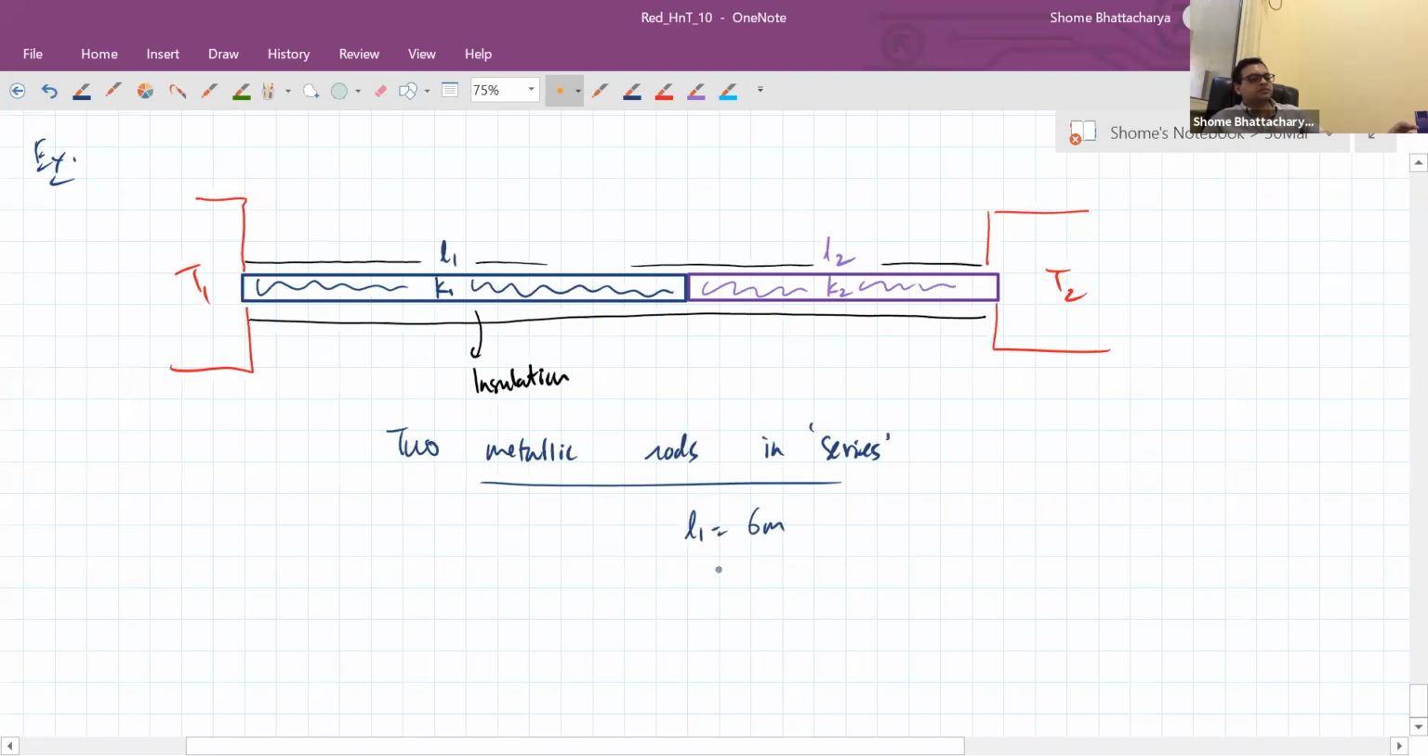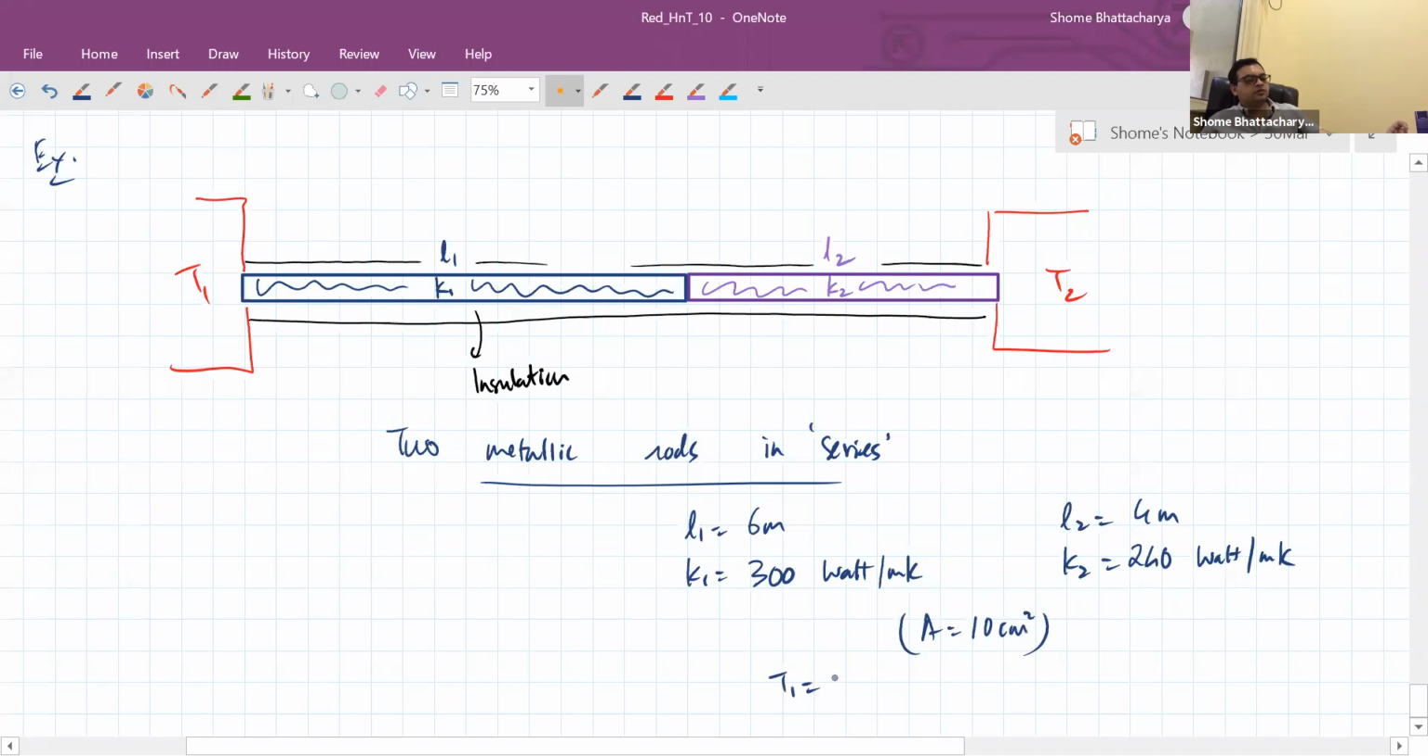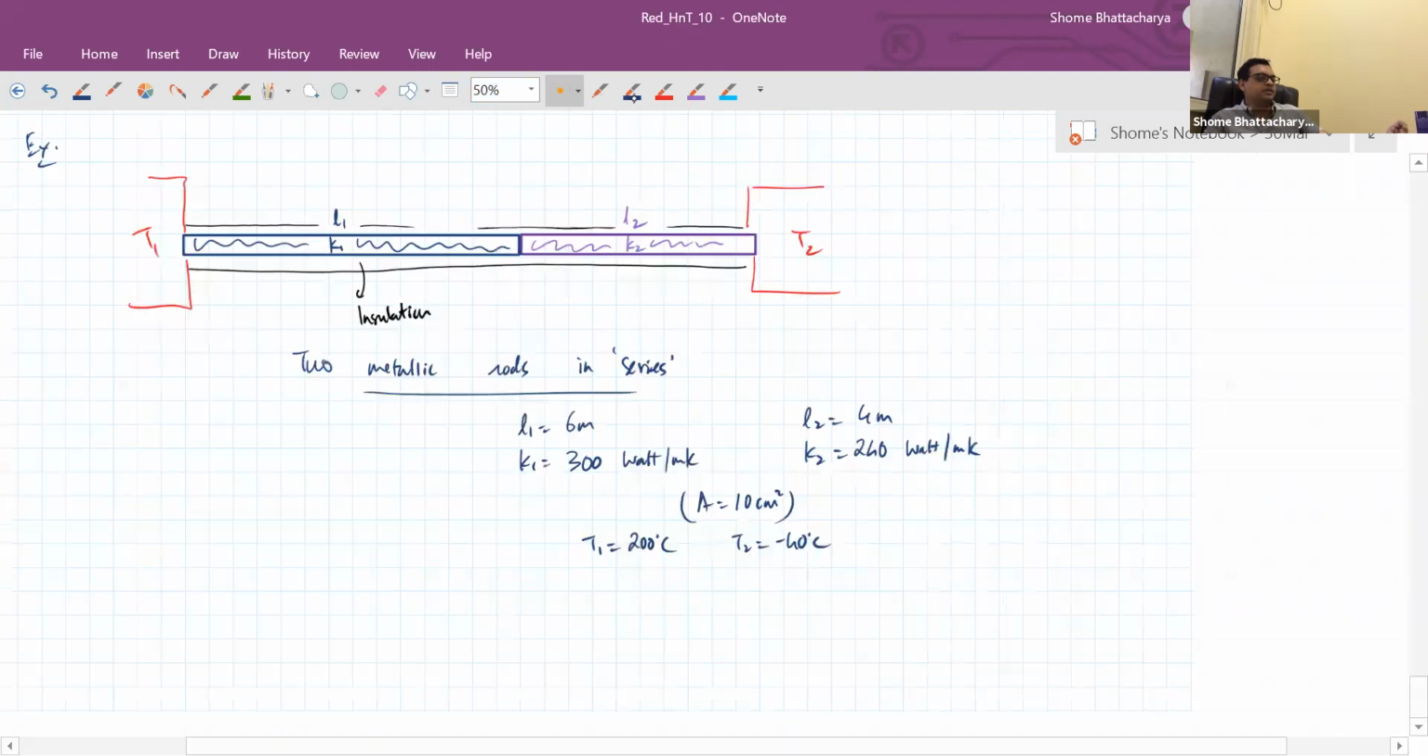L1 is equal to, let's say, 6 meters. K1 is equal to 300 watts per meter Kelvin. And L2 is equal to, let us say, 4 meters. And K2 is, let's say, 240 watts per meter Kelvin. And they have a common cross-sectional area of 10 centimeters square. T1 is equal to, let's say, 200 degrees C, and T2 is minus 40 degrees C. So we have to find the net rate of heat conduction and also the temperature of the junction.